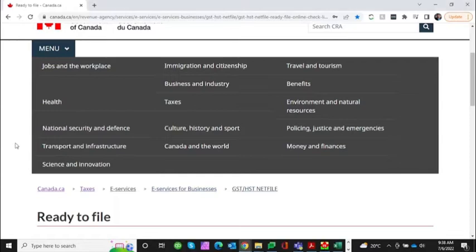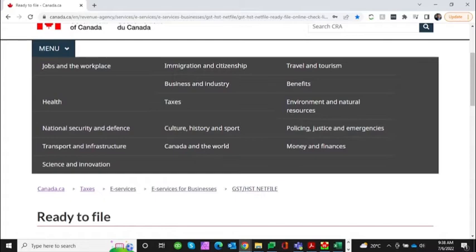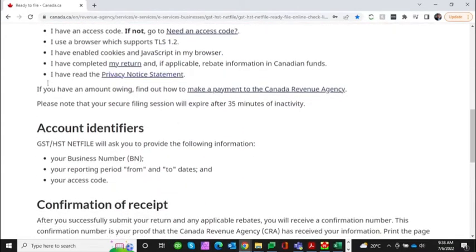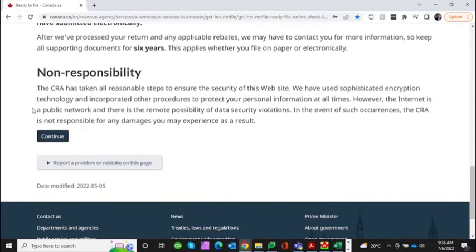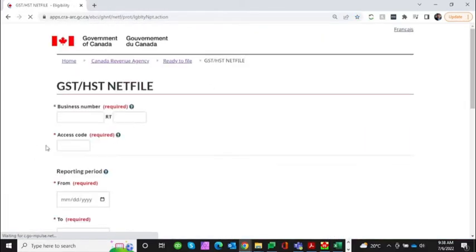So you can come to this link. Just Google HST net filing, and you'll land on this page. It says ready to file. There are some checklists. You're just gonna go through them. These are common, easy things to take care of. We're gonna go through all the disclaimers and everything. Okay, so we're gonna go to this button and hit continue. Okay, so this is where the actual action starts, right?